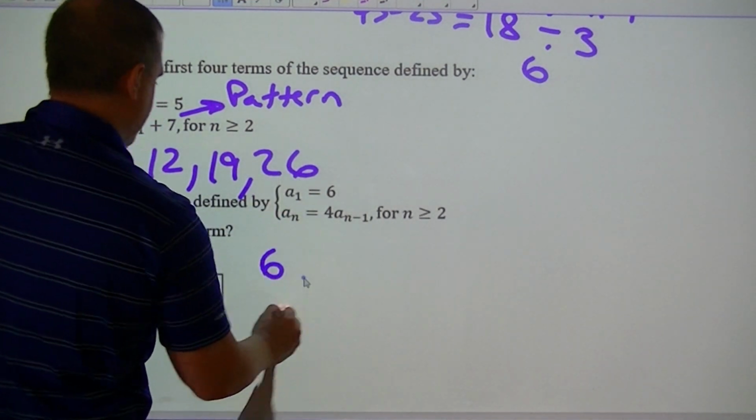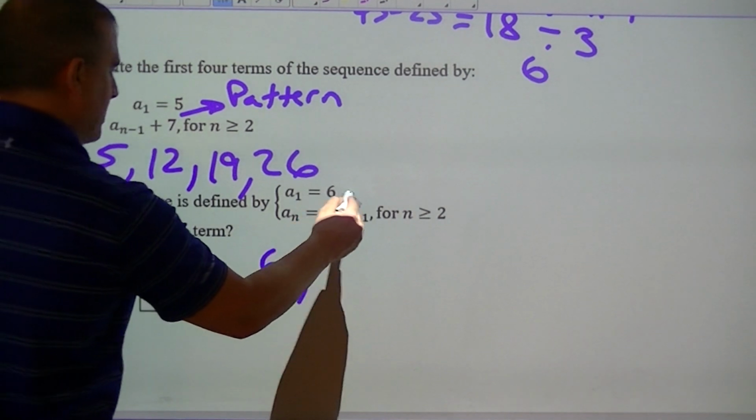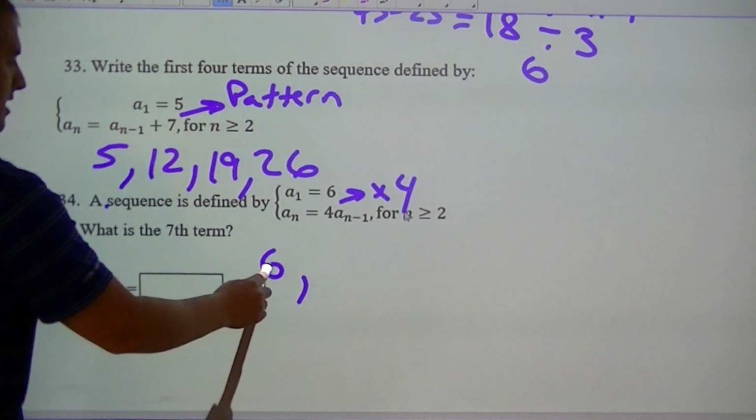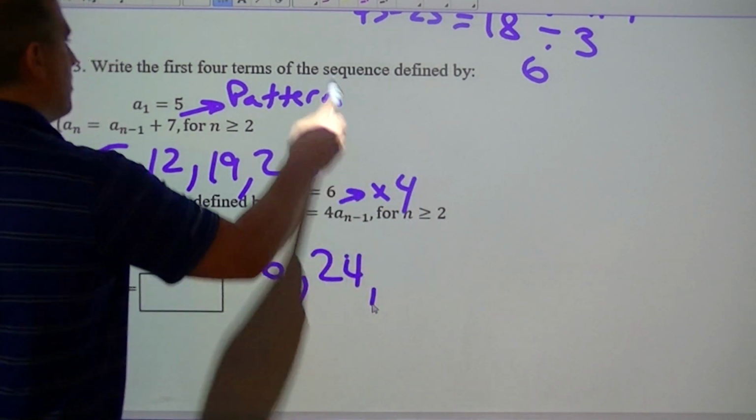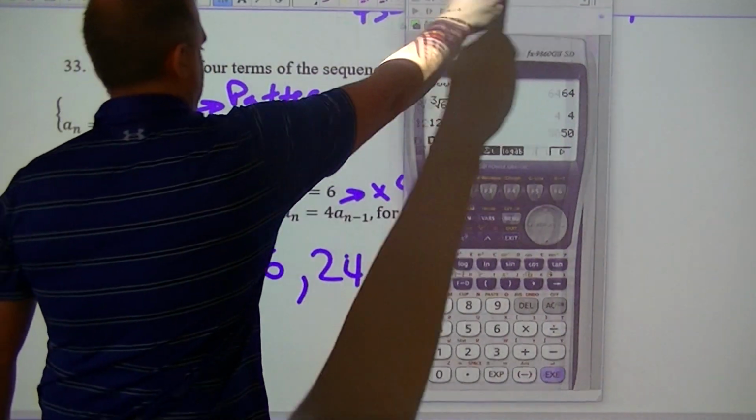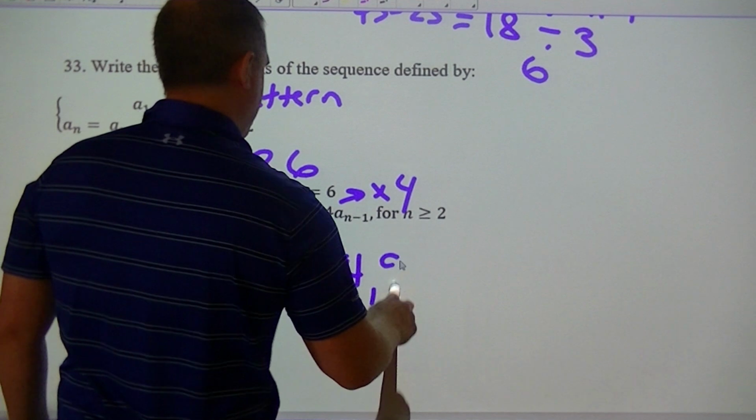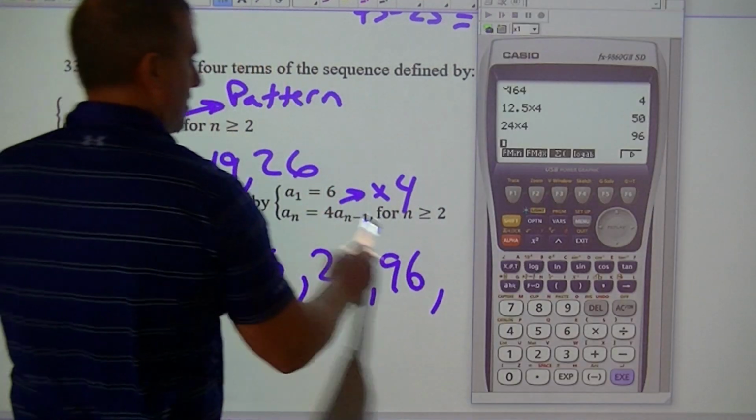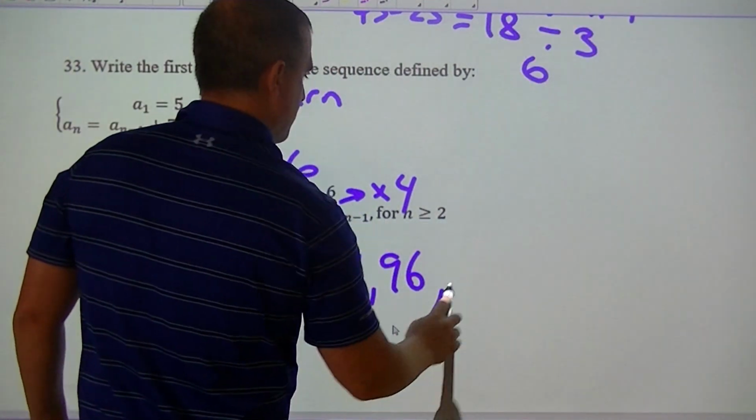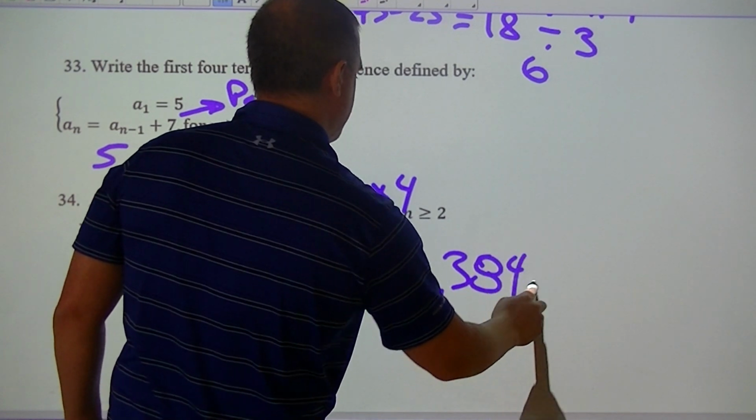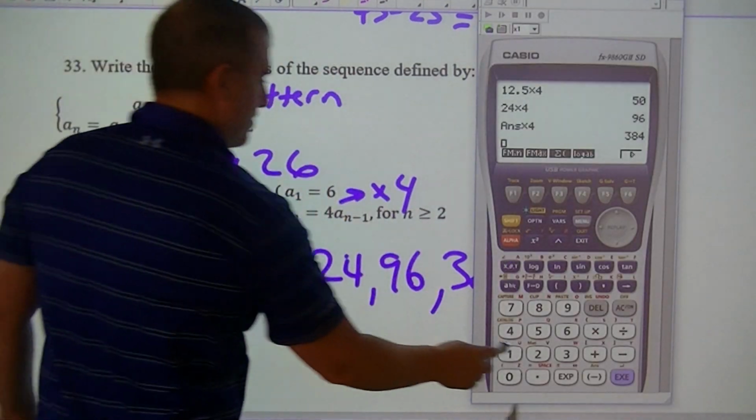On this one, I want to find the 7th term. So I got 6. Now, this pattern means multiplied by 4. So 6 times 4 would be 24. 24 times 4 would be 96. So I'm on my 3rd. Times 4 would be 384. That's my 4th term.